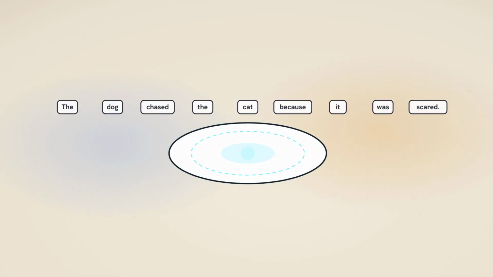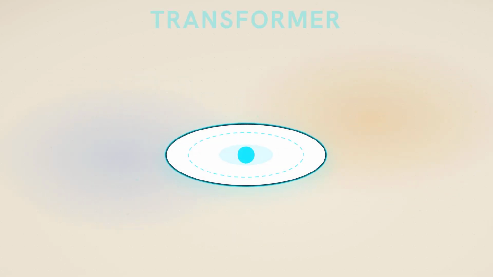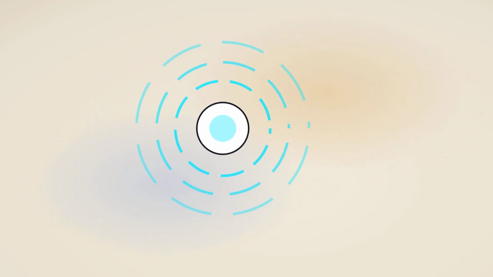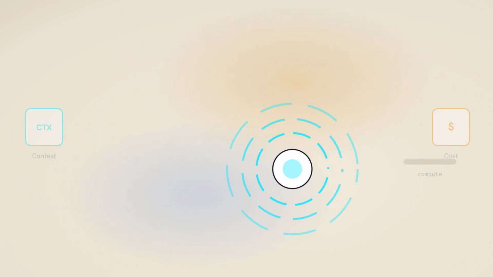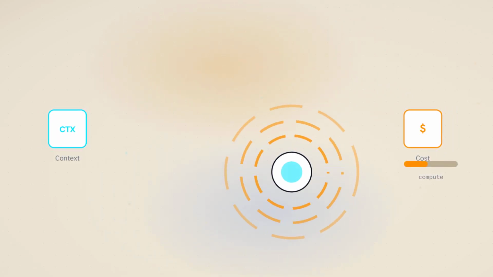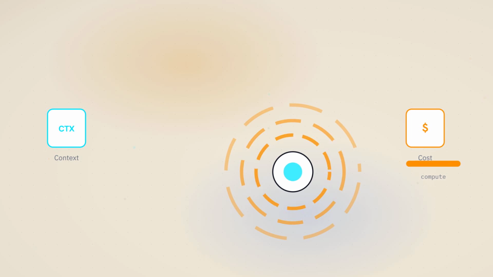The AI you use does the same trick. The part that pulls it off has a name, the transformer. It's the engine inside nearly every AI tool you touch. And once you see how it reads, a lot clicks. Why more context helps, why longer prompts cost more.